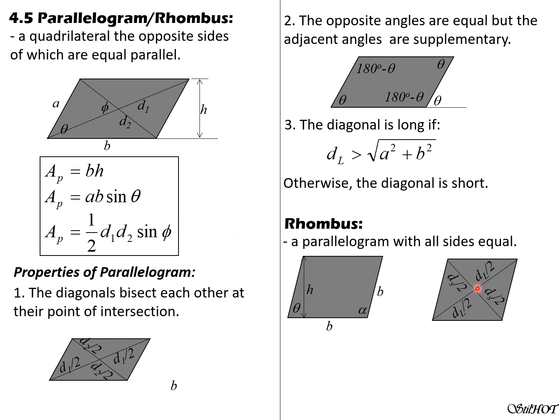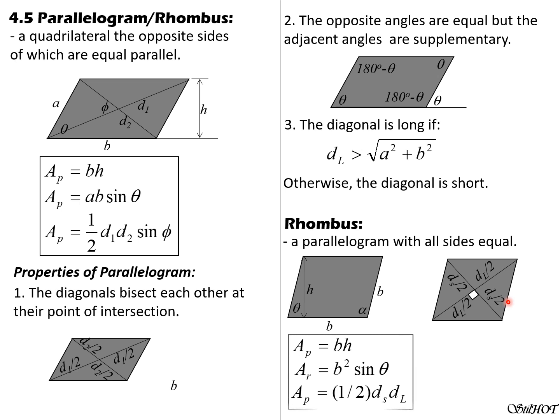And this time, since the diagonals bisect each other, they are also perpendicular to each other. That's 90. Therefore, Pythagoras theorem applies: diagonal 1 over 2 squared plus diagonal 2 over 2 squared equals side squared, b squared. So area, base times height, b squared sine theta, becomes 1/2 diagonal 1 times diagonal 2, because the diagonals of a rhombus are perpendicular to each other this time.